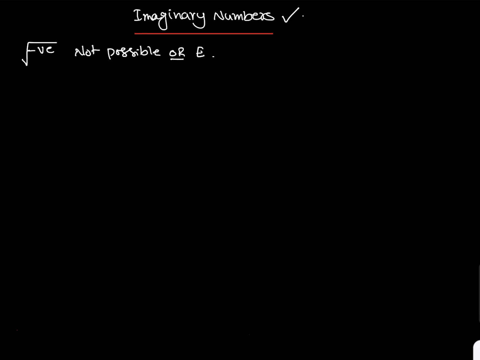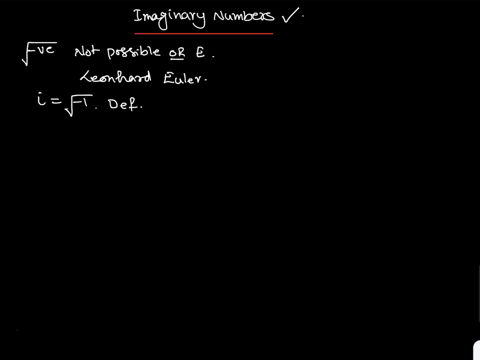Then a mathematician called Leonard Euler represents the square root of -1 with the letter i. So this is actually the definition of imaginary numbers.